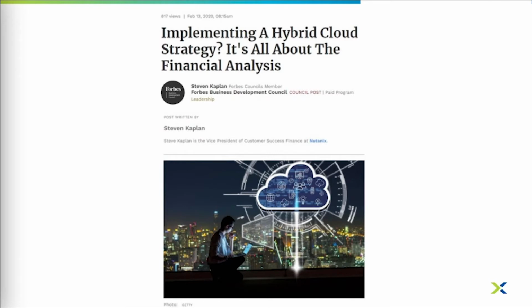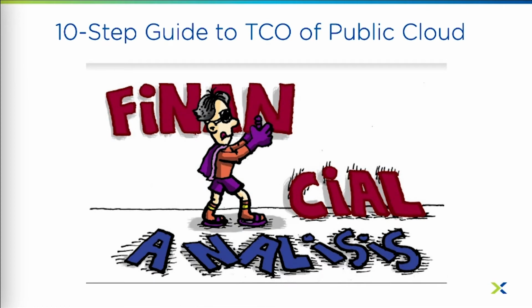I wrote an article in Forbes earlier this year talking about the hybrid cloud model, which every leading analyst I've read says is not only our primary model today for cloud computing, but it's going to be even more so in the future. And how do you determine an optimal hybrid cloud strategy? I recommend using the financial analysis framework as your starting point. In my book, I include a 10-step guide to doing TCO for public cloud and go through all the different nuances and variables and so on.